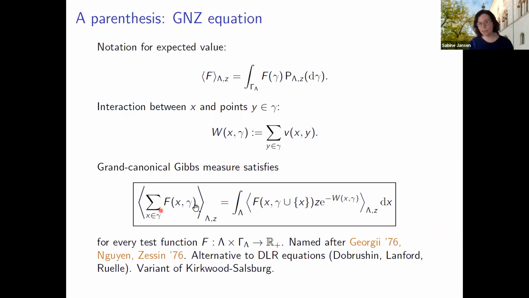And then it so happens that this expected value you can express in a slightly different way. So you do a kind of change of variable from gamma to gamma prime, which would be gamma with point x removed. And this turns out to be equal to the integral over the box, expected value with respect to the Gibbs measure of the function, but now with gamma union an extra point x. And then you add a factor which is activity times e to the minus interaction of the extra point with the remaining particles.